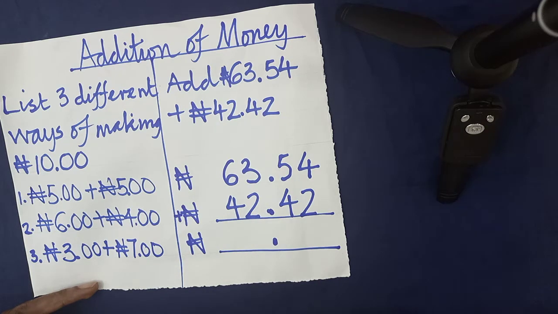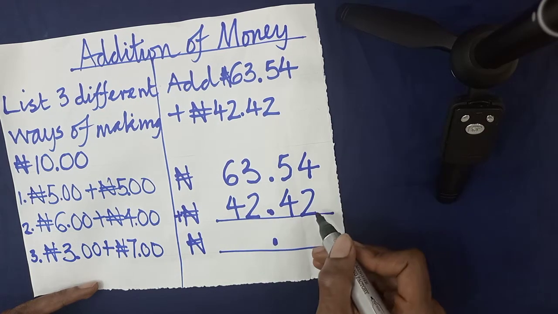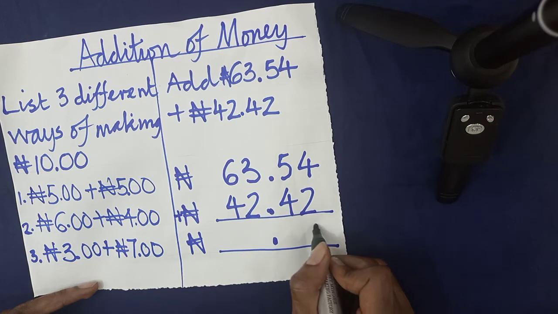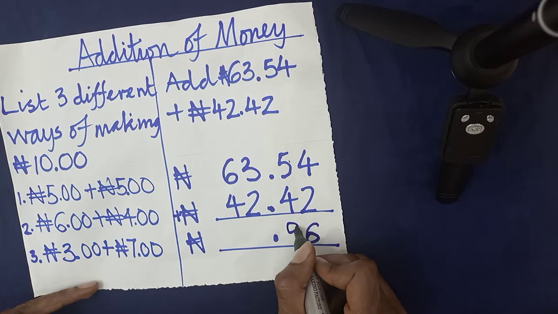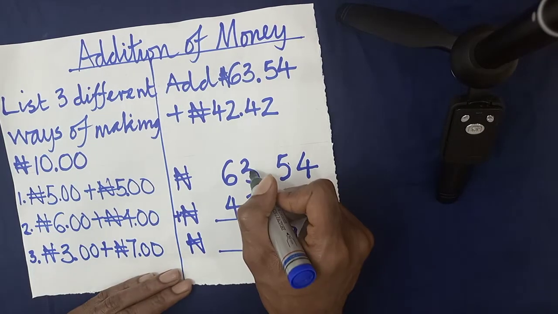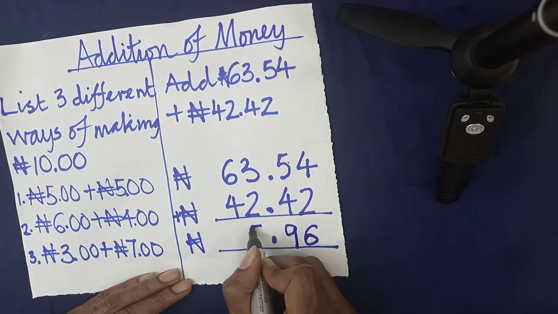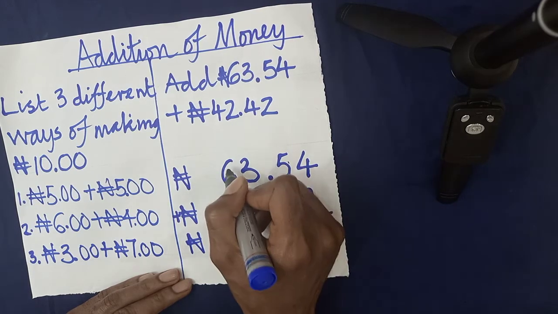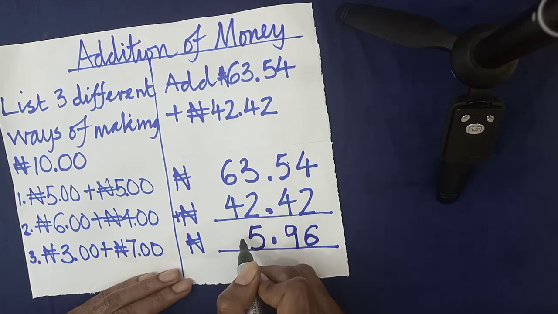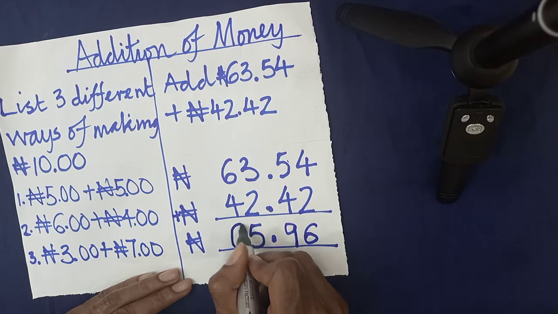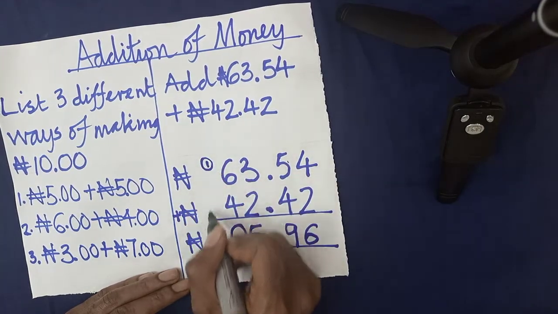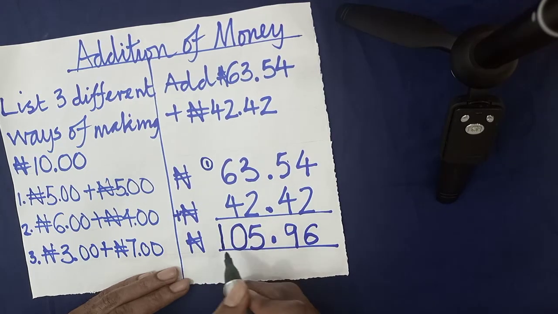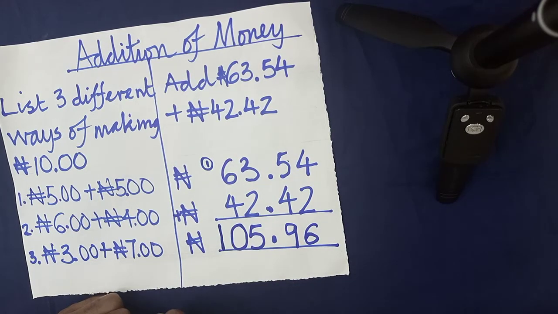Okay, so what do we have? 4 plus 2 would give us 6. 5 plus 4 would give us 9. 3 plus 2 would give us 5. While 6 plus 4 would give us 10. We write 0 and we take 1 over. Now 1 has nothing to add to it, so we bring it down here. Our answer is 105 naira 96 kobo.